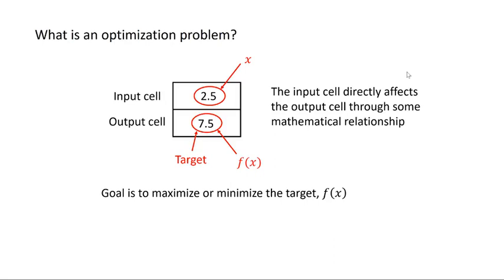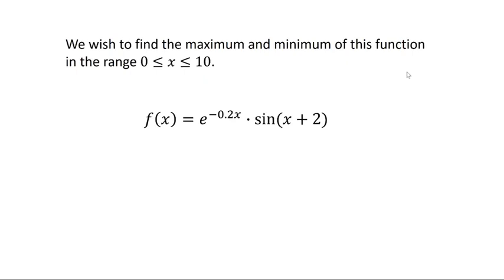Now, we can do this in Excel using the solver tool. I showed in a previous screencast on targeting problems that we can use the solver to set a value equal to some target, but we can also minimize or maximize a certain cell with a given input. So let's go through an example. I have an example here. We wish to find the max and min of this function f of x in the range 0 to 10.